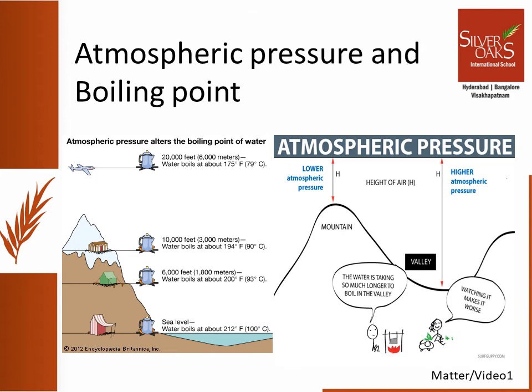So we observe that water at sea level or ground level will boil at 100 degrees Celsius. As we go higher up into the mountains, let's say at 6,000 feet, water will boil at 93 degrees Celsius. At 10,000 feet on the mountain, it will boil at 90 degrees Celsius. At 20,000 feet, it will boil at 79 degrees Celsius. So as we go higher and higher into the atmosphere, the boiling point of water will decrease.